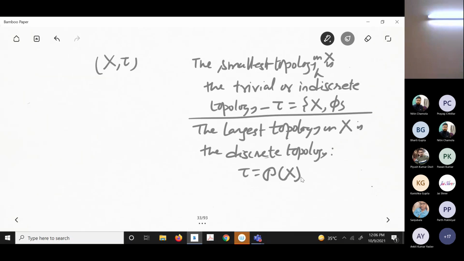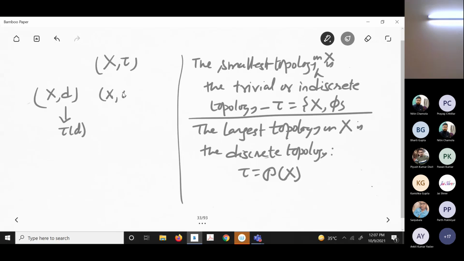The definition is very simple. Then we got this: if you start with a metric space d, this is the way we generate open sets, and that gives you a topology, tau_d. We write (X, d) to indicate the same thing, but actually the corresponding topological space is (X, tau_d). But usually we use (X, d) to indicate the corresponding topological space also. So this is a metric topology.